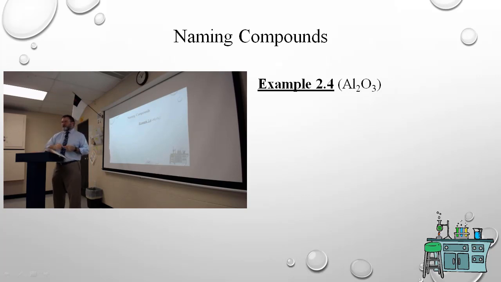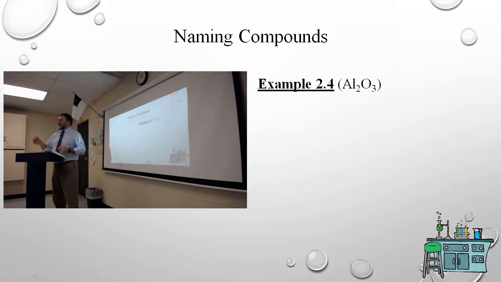Is it ionic or covalent? Ask that every time. Is this ionic or covalent? It's ionic because aluminum is a metal. Good. Aluminum is a metal, so it's ionic.